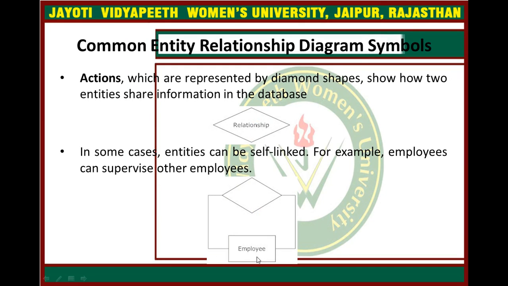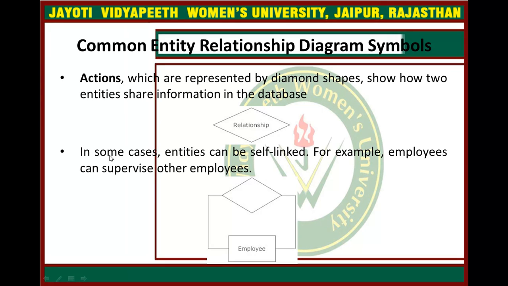Now the third is actions. Actions are represented by diamond shapes and show how two entities share information in the database. Like if this relationship is true, then you go here, and if this relationship is false or no, you have to follow this other path. So this is basically a diamond box relationship.